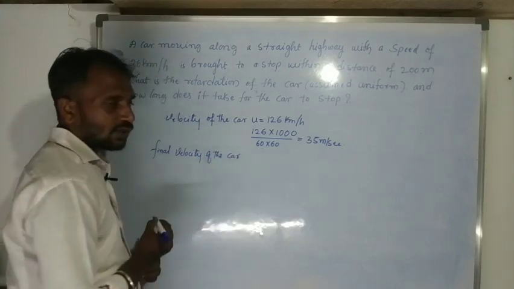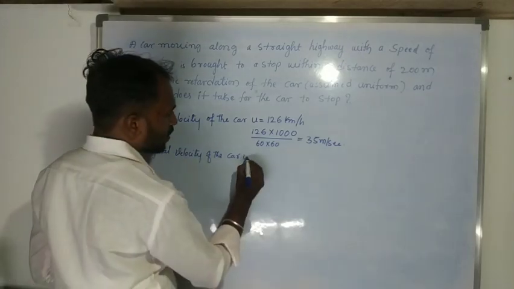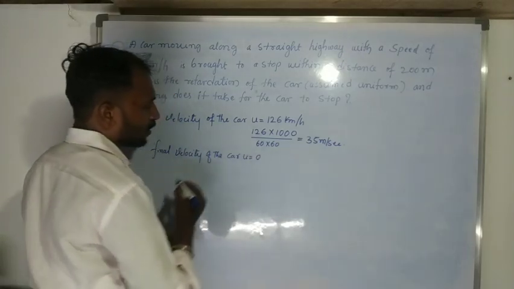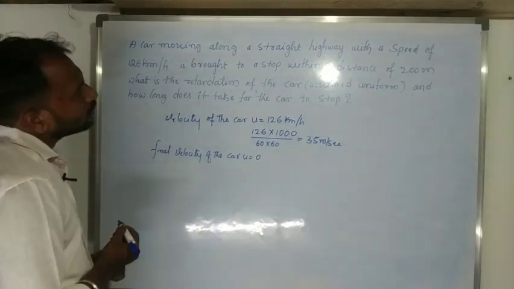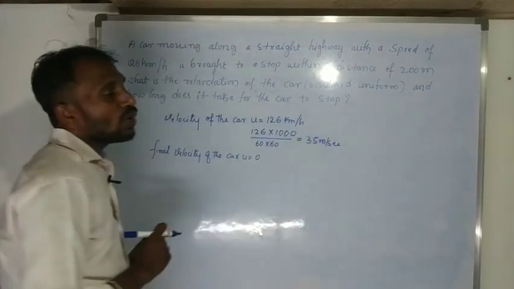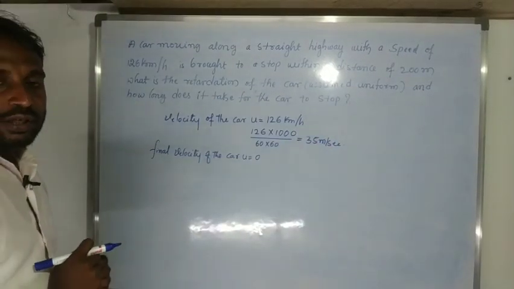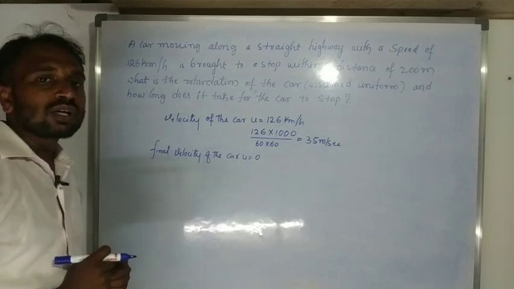So final velocity we consider as 0. Why? Because it comes to rest position. It means u is equal to 0. Next one, stop within a distance of 200 meter. It means the distance covered by the car before it stops.